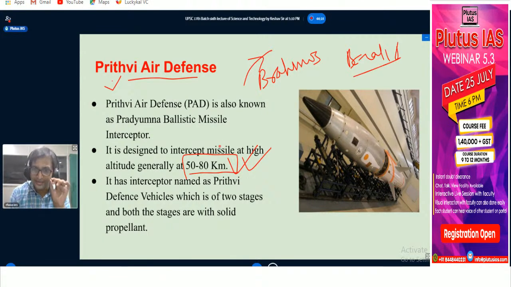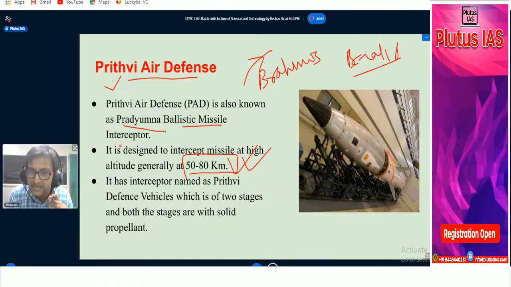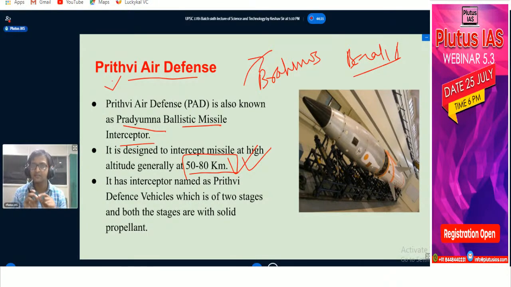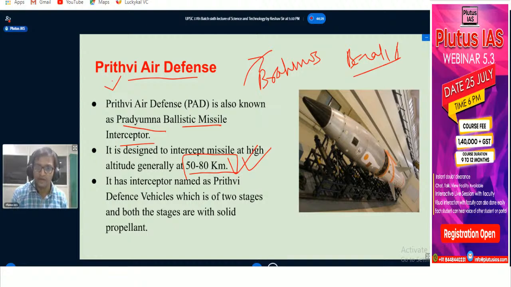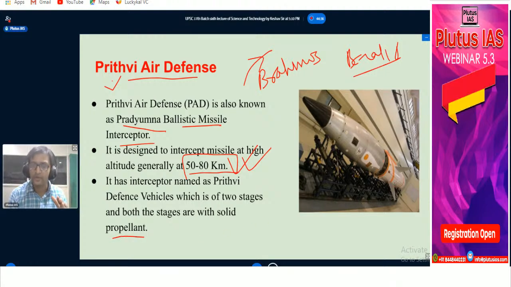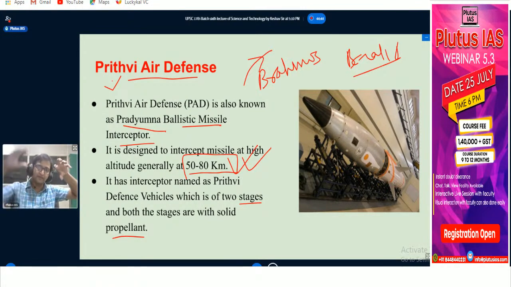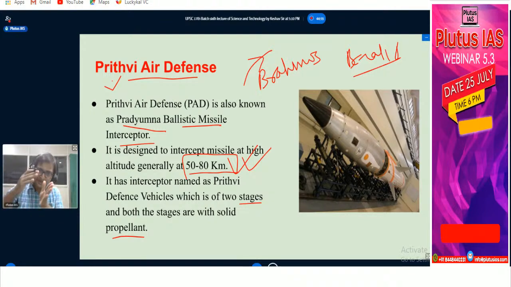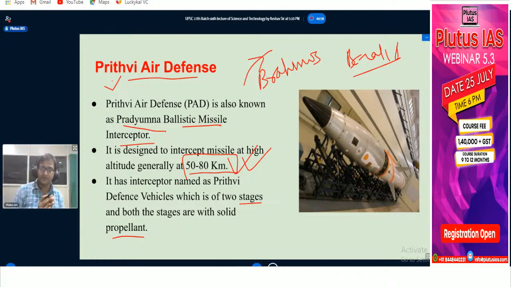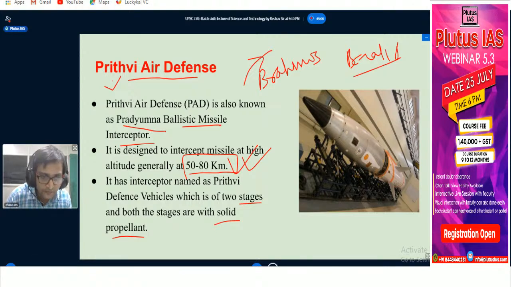Clear now? It is also known as Pradyumna ballistic missile interceptor, and it can detect any missile coming from foreign land or from any of our enemies, up to 50 to 80 kilometers. And in the last slide I talked about the propellant or fuel. It is given 2 stages of fuel, because if it is intercepting at 50 to 80 kilometer height, it is possible that one complete set of propellant can be exhausted. That's why it is designed with 2 stages of propellants, and both stages are solid propellants. We are giving solid fuel to them.